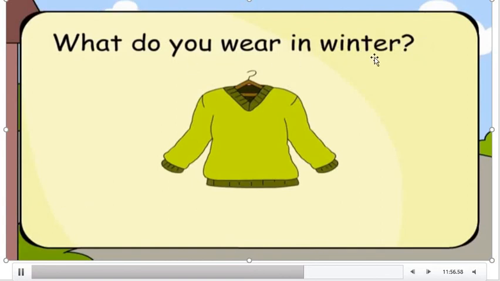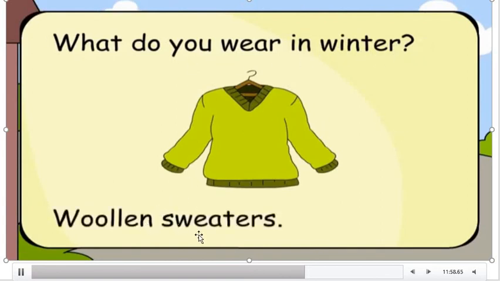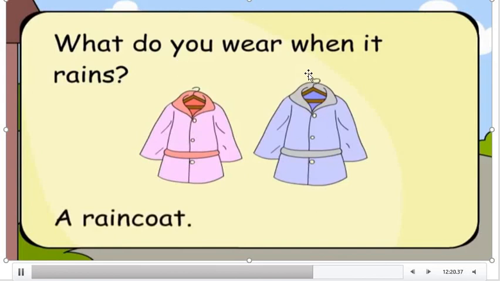And what do you wear in the winter? Woolen sweaters. It is a sweater, correct? I showed you before also. I hope that you are all even wearing sweaters and raincoats according to the seasons. And what do you wear in the rains? A raincoat, correct? Which covers your legs, your arms and your head. Even caps are also available.